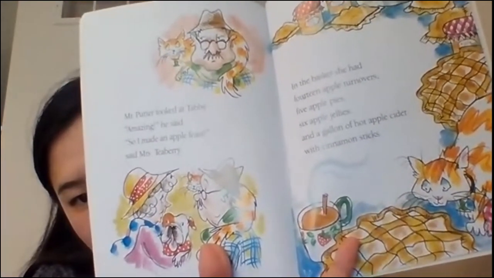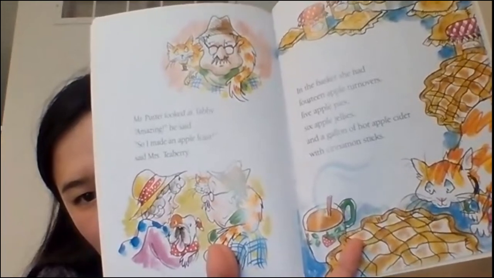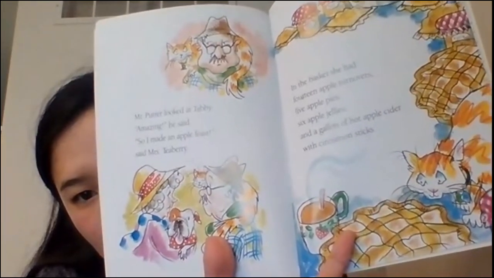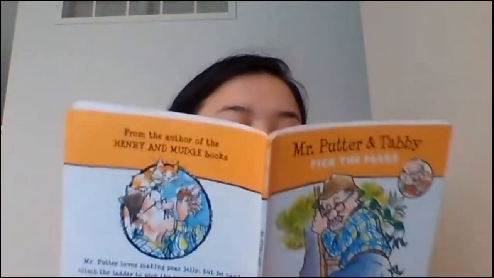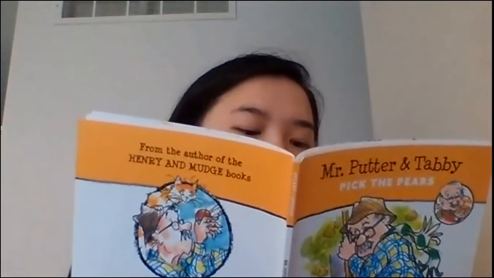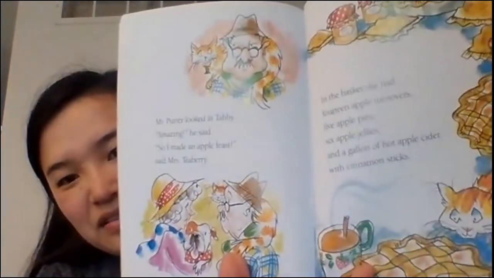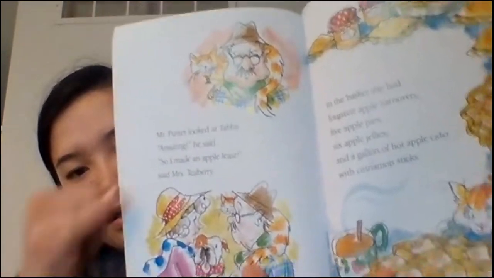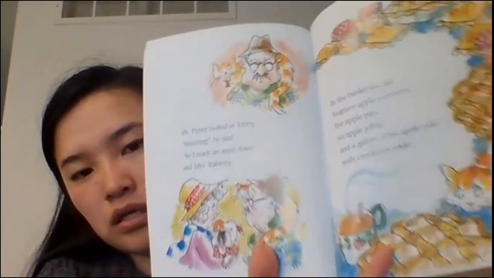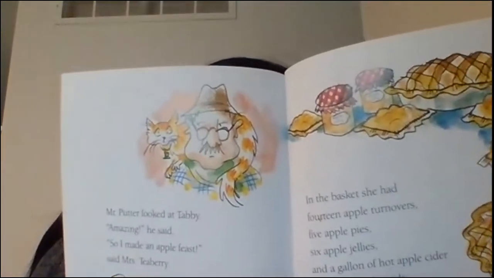Mr. Putter looked at Tabby. "Amazing," he said. "So I made an apple feast," said Mrs. Teaberry. In the basket, she had 14 apple turnovers, 5 apple pies, 6 apple jellies, and a gallon of hot apple cider with cinnamon sticks. So you can read this part on your own. And then when you're finished, read this part on your own using our word strategies.